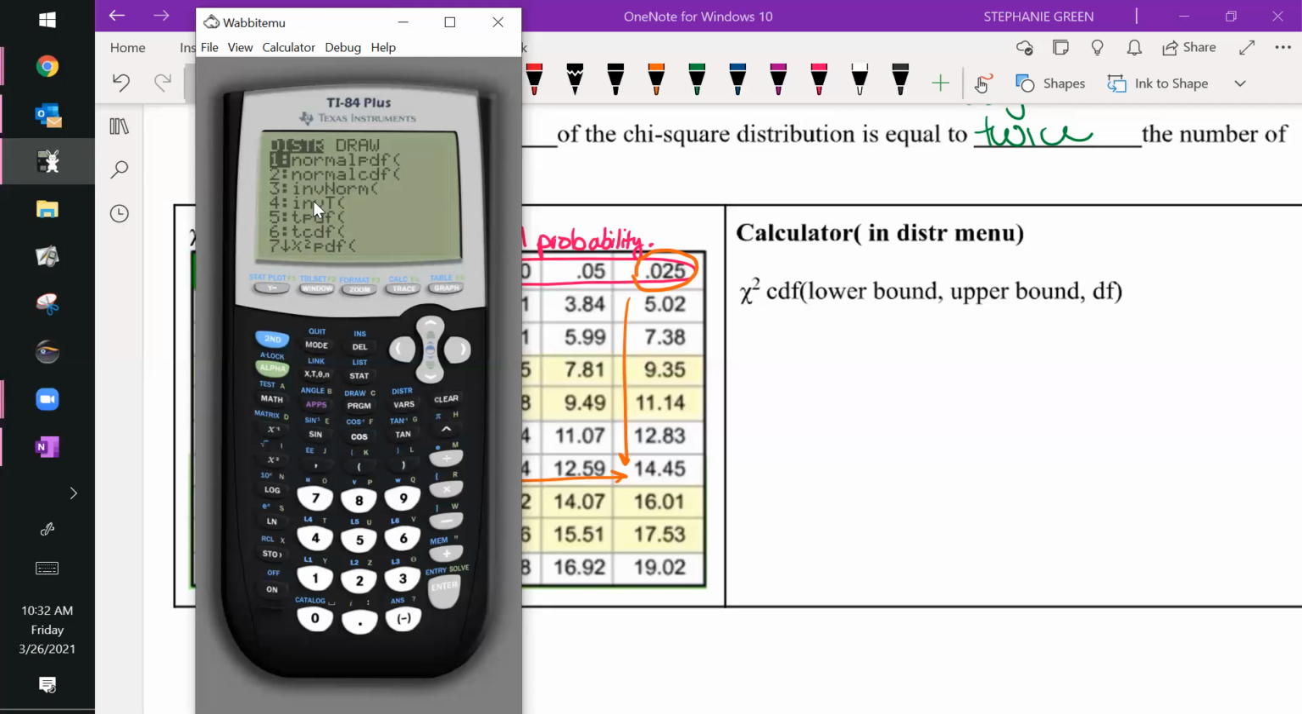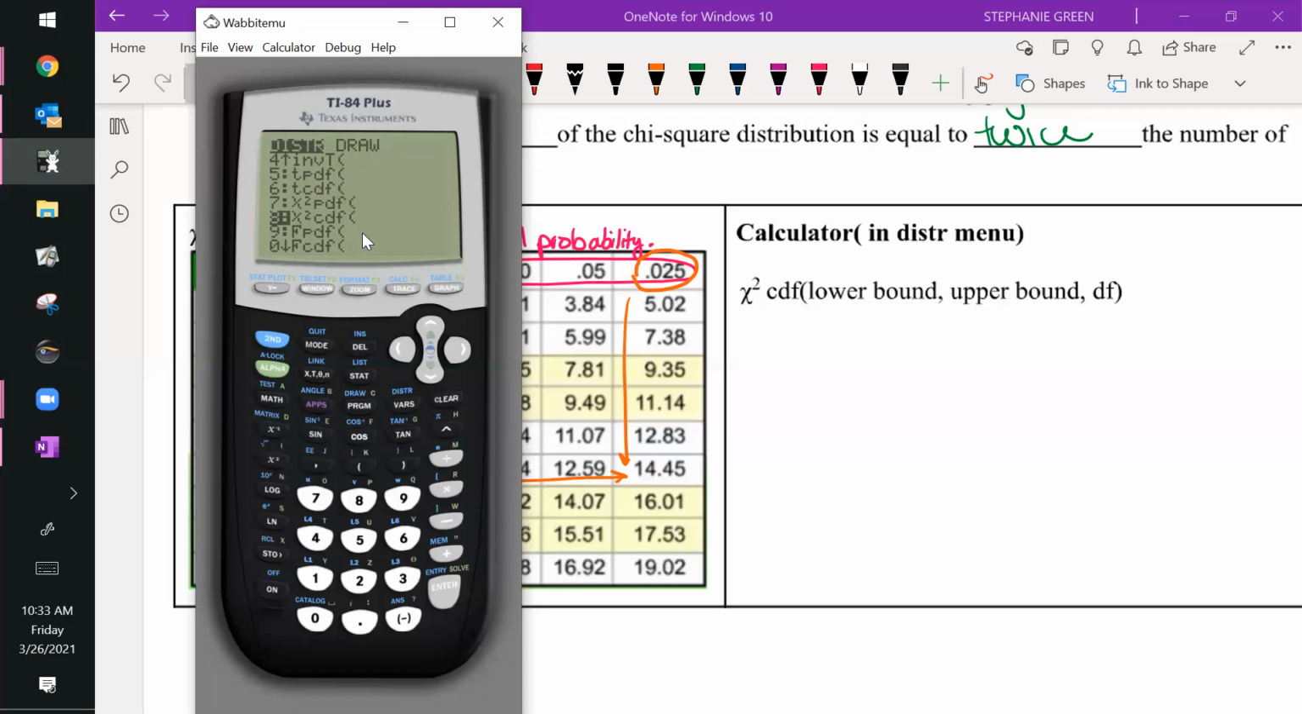So with chi-squared, we go down, we only have these two options. We only have the PDF, which gives you the probability that chi-square takes on one specific value, and chi-square CDF, which gives you the probability that chi-square is between two different values. So we can use these, and we're really just going to use CDF, just like we have been for everything else. We can use this to find probabilities, but notice there's no inverse chi-squared on here, no INV chi-squared.